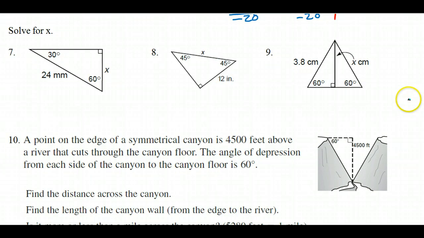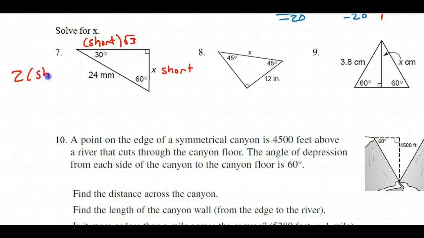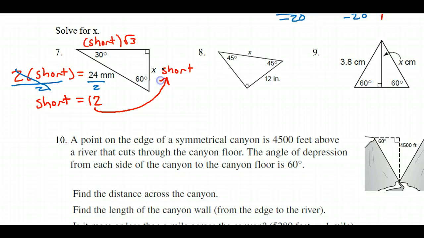Okay, back to easy stuff. So solve for x. This is a 30, 60, 90 triangle. All right, so the pattern goes that this is the short, this is the long leg over here, and we will label it short radical 3. And of course the hypotenuse, we will label that 2 short. Okay, so if I want to find the short leg, I can just divide by 2. So divide by 2, divide by 2. That's going to give me that the short leg is 12 millimeters. Okay, so boom, that gives me that x is 12 right there. So x equals 12.